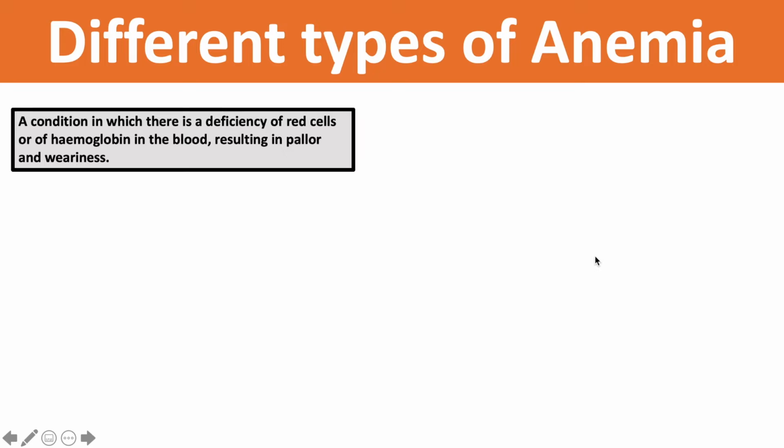We're going to be talking about iron deficiency anemia. So before we get into it, let's just define what anemia is. Anemia is defined as a deficiency of red blood cells or of hemoglobin, resulting in pallor and weariness, which is also known as weakness.